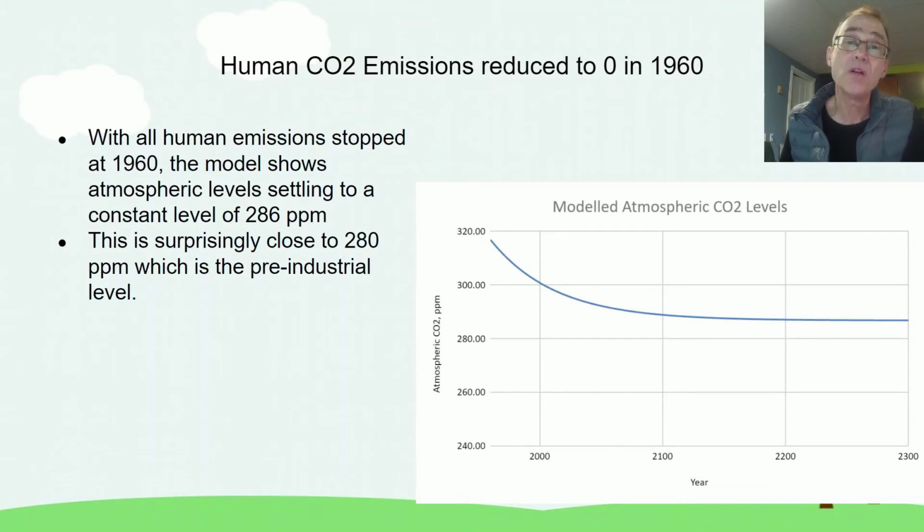Let's see how the model works with some alternate scenarios. If all human emissions stopped in 1960 going forward, the model shows that atmospheric levels would settle to a constant level of 286 parts per million. This is surprisingly close to 280 parts per million, which is what carbon dioxide levels were before human emissions from burning fossil fuels.